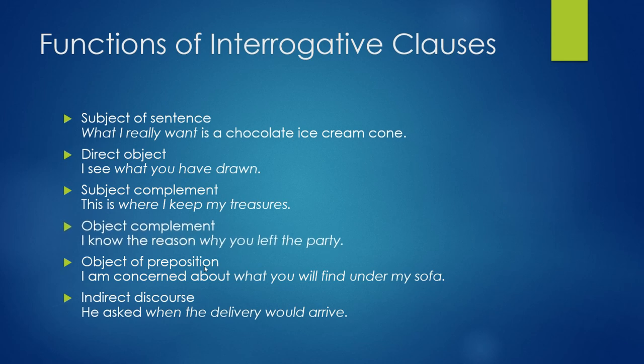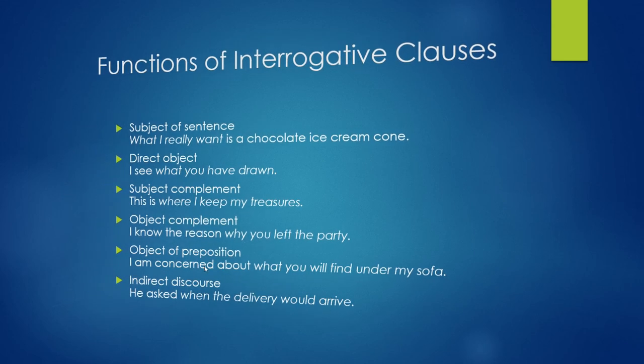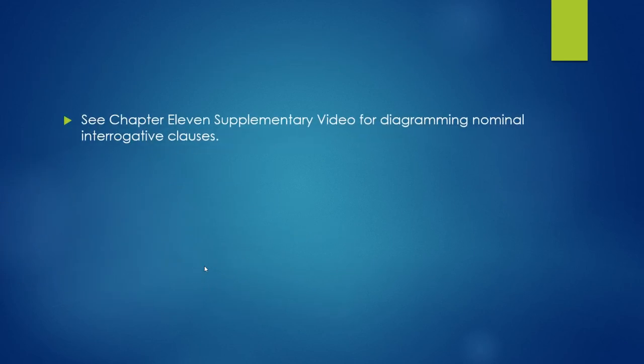And it could be an object complement. I know the reason why you left the party. It can be the object of a preposition. I am concerned about what you will find under my sofa. And those are really interesting to diagram because the noun phrase will be an entire clause that comes off the preposition. And in indirect discourse, he asked when the delivery would arrive, which is basically a direct object. So it can have all of those functions. And I will be diagramming some of these for you as well in the supplementary video.